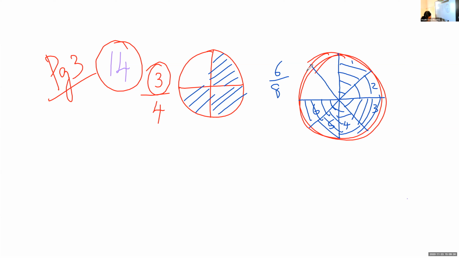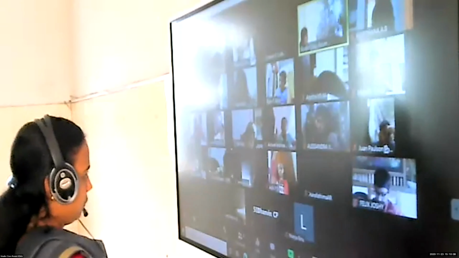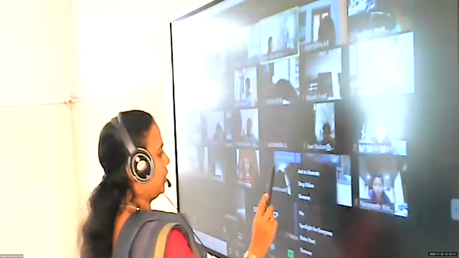Draw and shade the circles to show the equivalent fractions 3 by 4 and 6 by 8. So here, children, if you draw these two circles of the same size, we can see they are equivalent fractions. Here we are shading this much portion, and this much portion is not shaded. Here also this much portion is not shaded. So both the pictures show equivalent fractions. Okay. So you can do that. Okay, Aditi, next question, can you read?